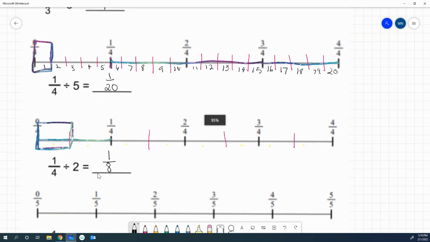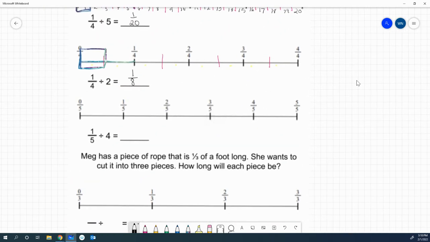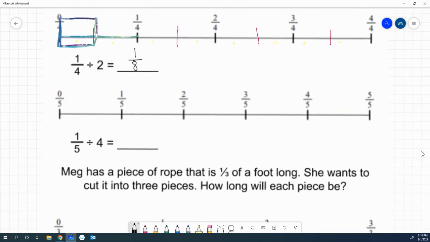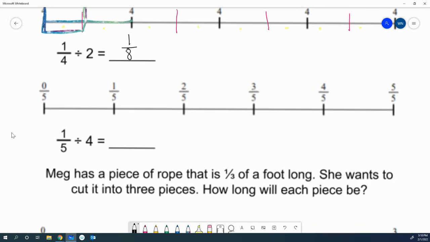I'm going to have you try this next one. We've got 1/5 divided by 4. So if you're going to divide by 4, think about how many lines you need to draw to split up that 1/5. Go ahead and solve the problem on the number line.